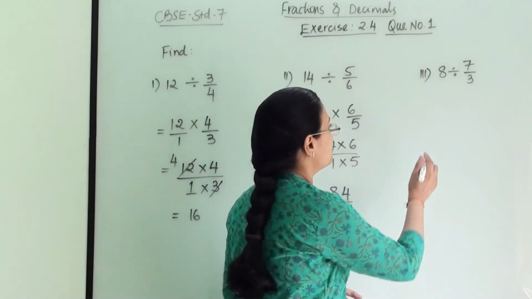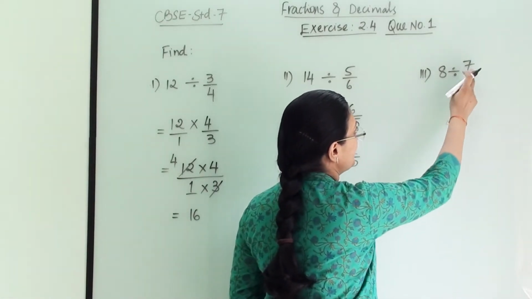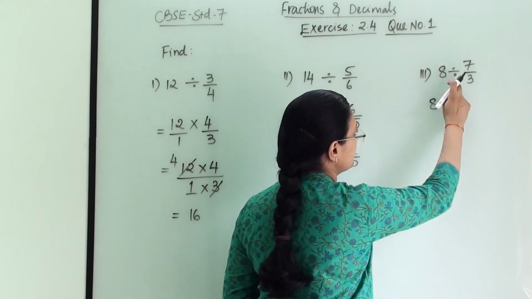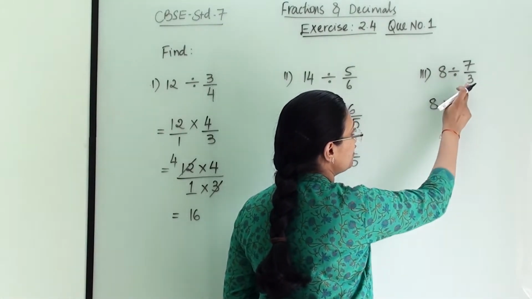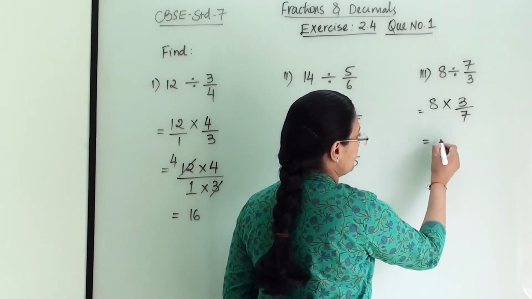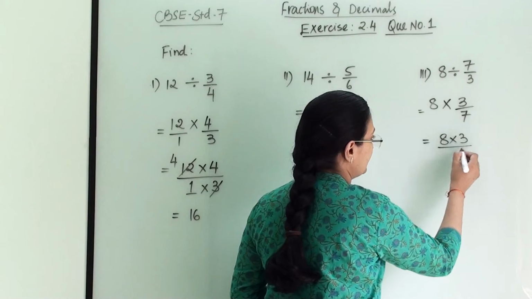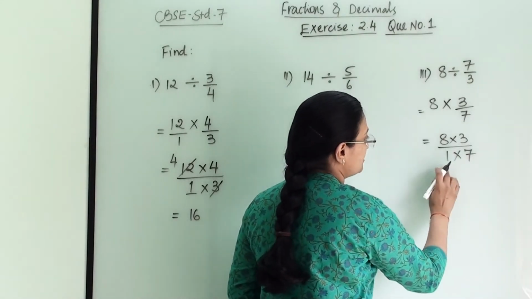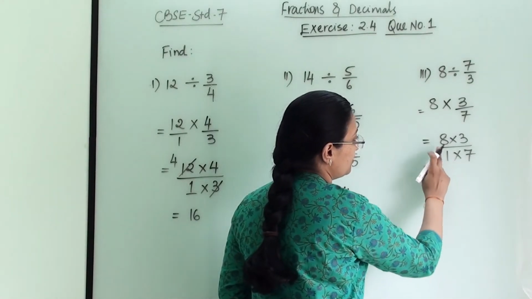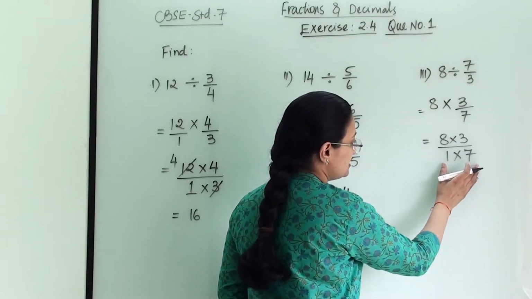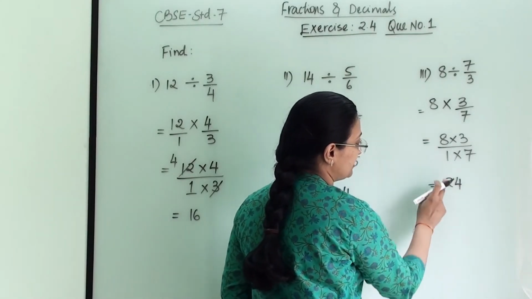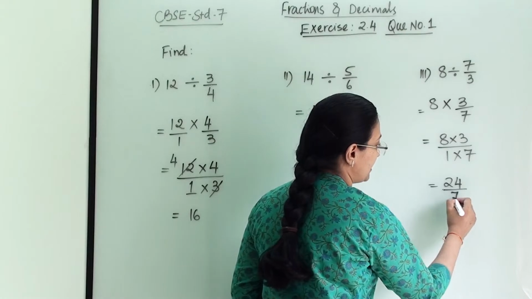The third numerical is 8 divided by 7 by 3. So 8 we will write here. Then we will write the multiplication sign and we will take the reciprocal, so 3 divided by 7. So let us write this in the form of multiplication, 8 into 3 divided by 1 into 7. We cannot reduce this term. So 8 into 3 we will get 24 divided by 7.